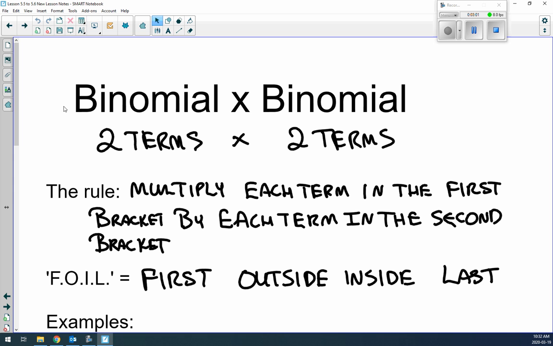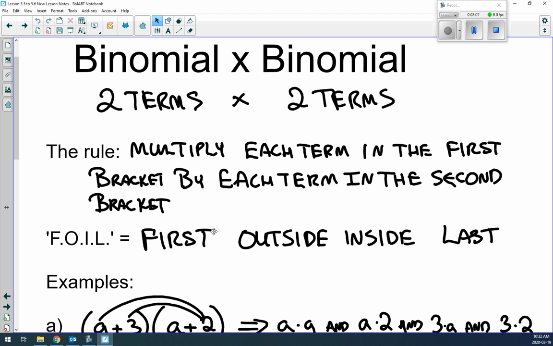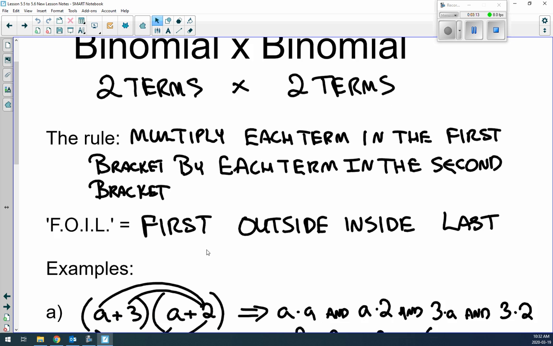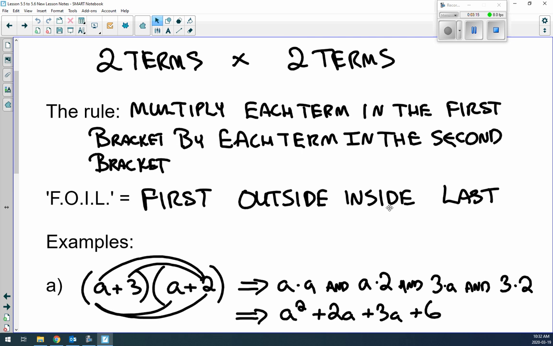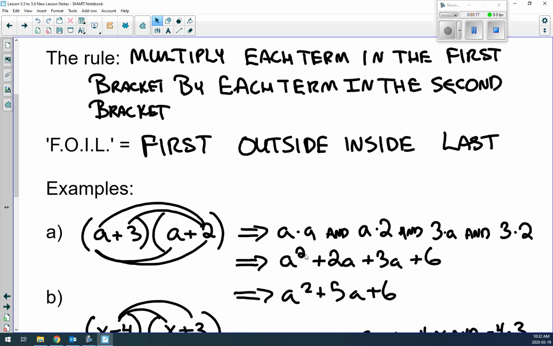Now we have binomial times a binomial. So two terms times two terms. This is so common that we actually have a shortcut for doing this, and it's called FOIL. What you're going to do is multiply each term in the first bracket by each term in the second bracket. FOIL stands for first, outside, inside, last.